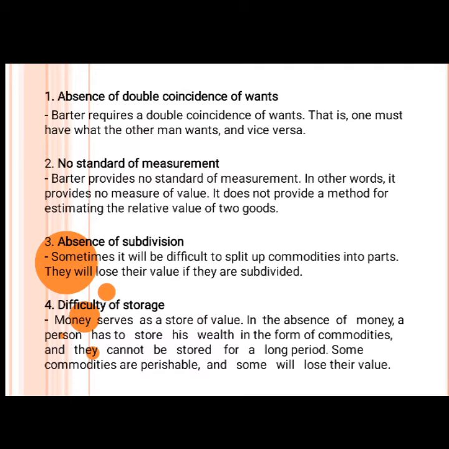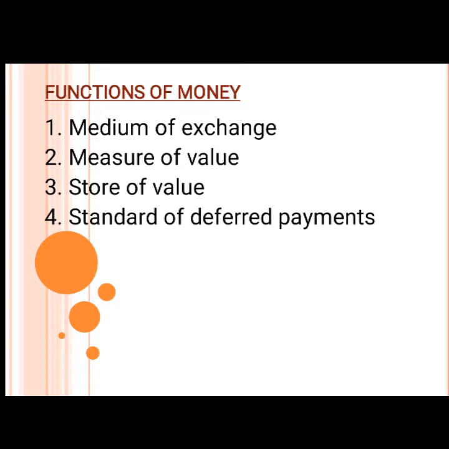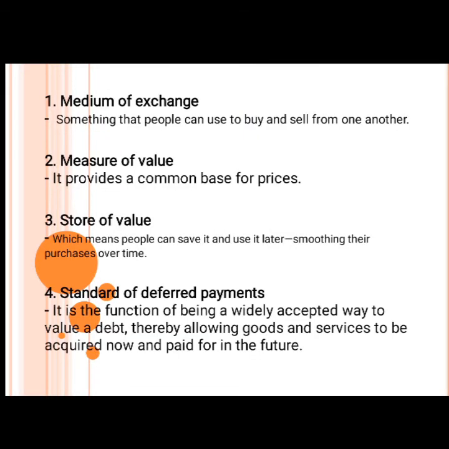So now let us proceed to the different functions of money. So the four functions of money: first, medium of exchange; second, measure of value; third, store of value; and lastly, standard of deferred payments. Medium of exchange, something that people can use to buy and sell from one another. So the most important function of money is that it acts as a medium of exchange. Because money is accepted freely in exchange for all other goods. Barter system is very inconvenient, so the introduction of money has got over the difficulty of barter.